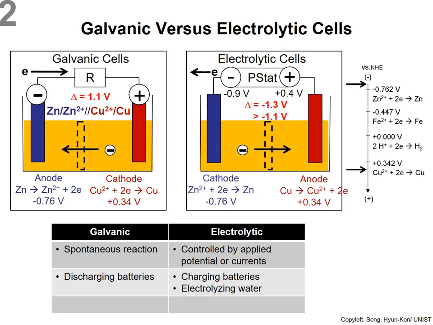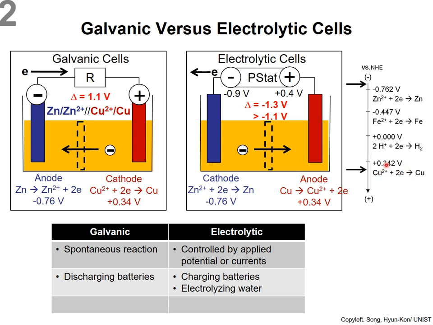Here we have two different cells, which are the galvanic cells and electrolytic cells with the same electrodes. Let me start with the galvanic cell. We have two electrodes as you expected, and the first one is based on zinc 2+/zinc, and the other one is based on copper 2+/copper. Let me check the reduction potential of those two. So zinc 2+/zinc is placed at -0.76. Then copper 2+/copper is at +0.34 volt.